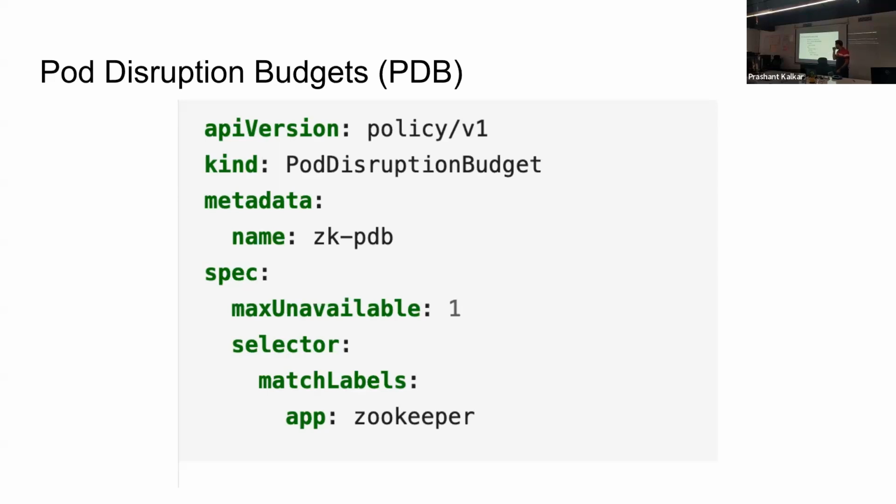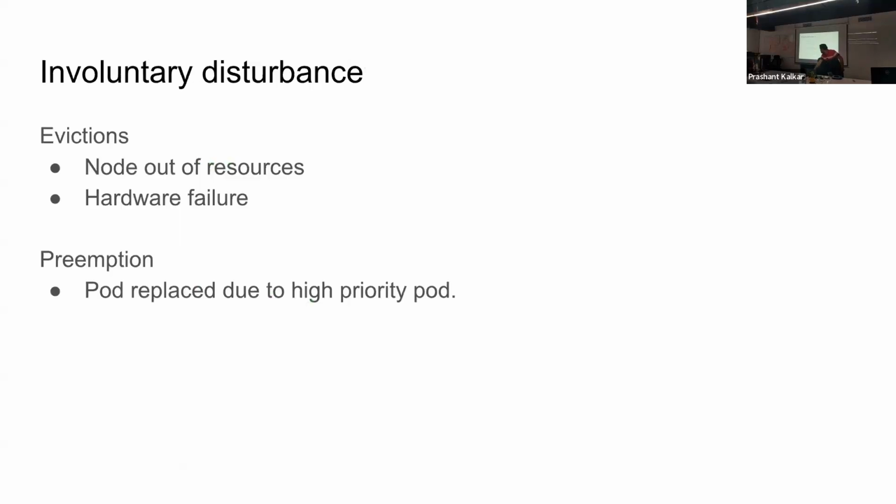But at least for voluntary, you can control the disturbance that might happen. So anything that is very important, like stateful things and all that, you want an ability to control the disturbances that might happen to your workloads. Okay, so this is one way of managing that. In case of involuntary, these are the things. So let's talk about both the processes.